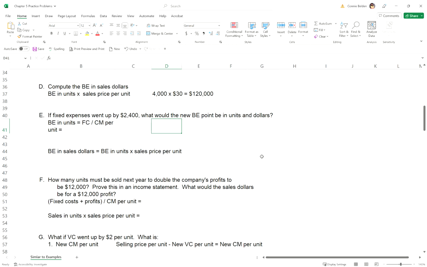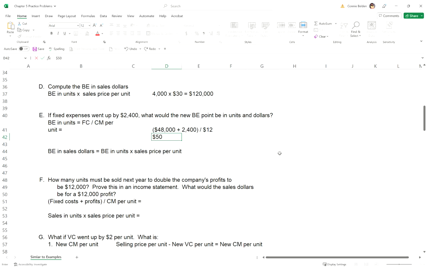So let's start with in units again. We will once again use the formula fixed costs divided by the contribution margin. But the fixed costs are going up. They were previously $48,000. We are going to add another $2,400 onto that. And then we will still divide it by the contribution margin per unit of 12. So our new fixed cost would be $50,400 when we add those together. Divide by 12, and our new break even in units would be 4,200 units.